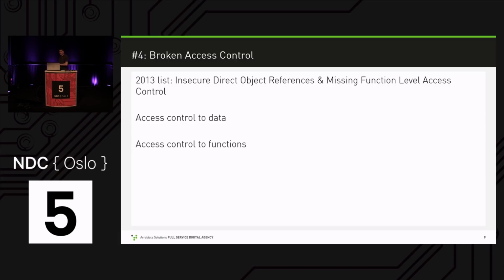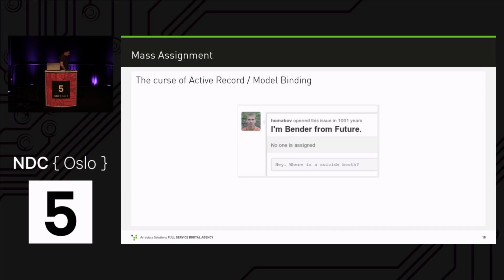Now, when we talk about access control, there's one thing I'd like to briefly cover, and that's an attack called mass assignment. So this was on GitHub a while back. On GitHub, when you open an issue in the issue tracker, it says this issue was opened 20 minutes ago. This issue was opened in 1001 years, right? And the attack here is called mass assignment or overposting. Now, the idea is this. This was done in Ruby on Rails, but it's also possible in ASP.NET MVC if you use model binding.